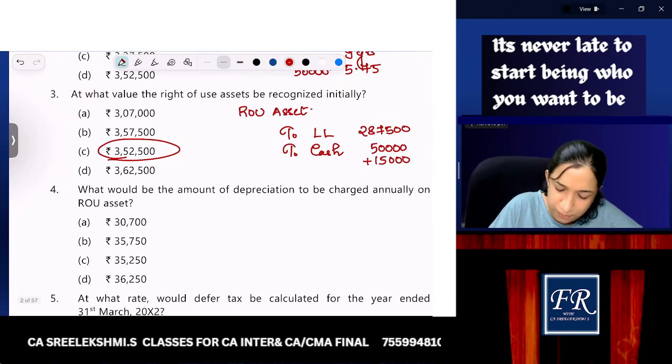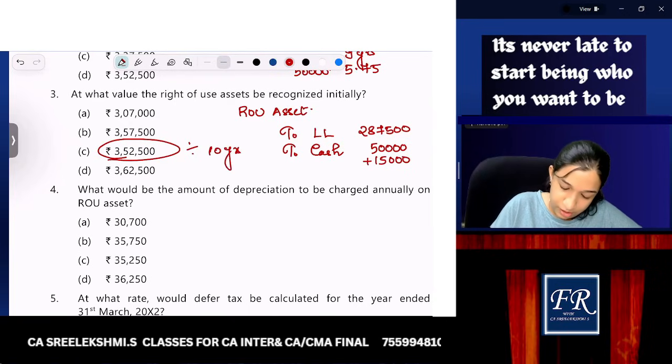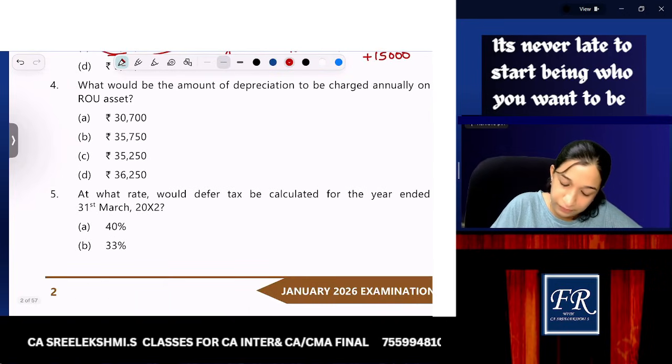What would be the amount of depreciation to be charged annually on the ROU asset? That is very simple. This divided by the lease term. What is the lease term? 10 years. So 35,250.